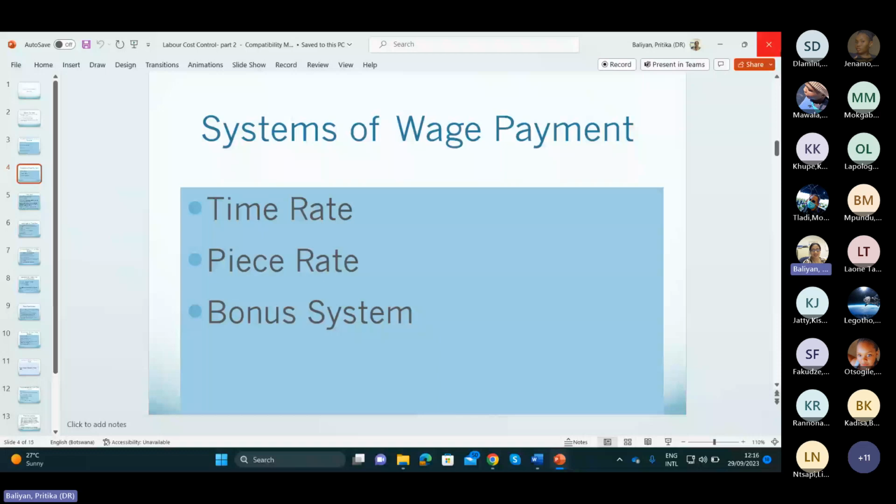The system of wage payment we already covered. Now, the questions on the time rate, piece rate, and bonus system we will do together with the payroll accounting. So let me first share some information about payroll accounting.